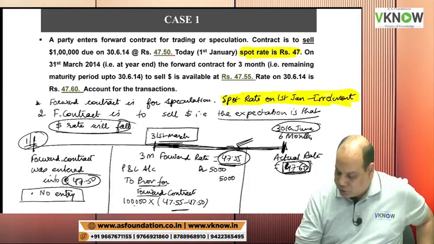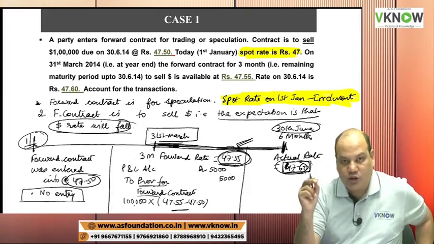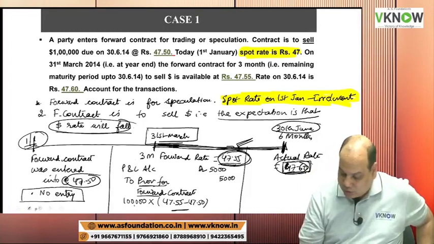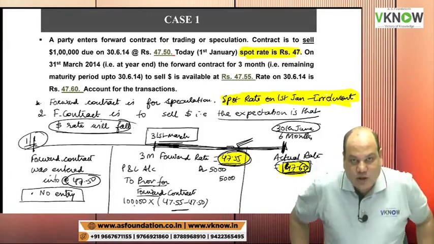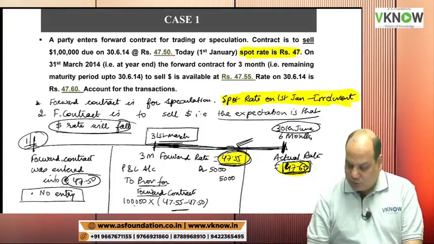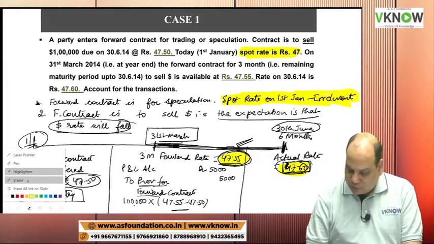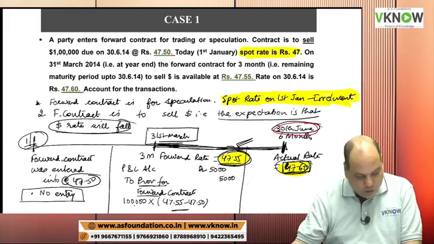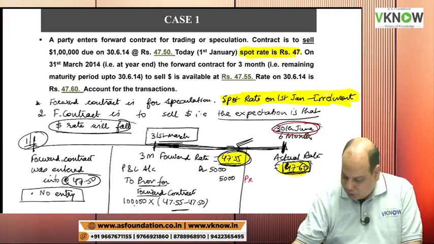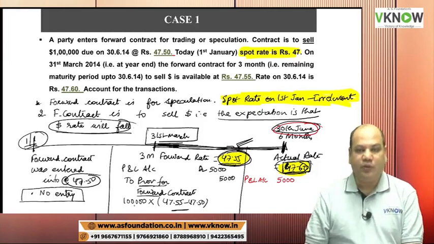Difference between 47.55 and 47.50 I have recorded. So next time the comparison will be between these two. I suffered a further loss of 5,000 rupees. So what will be the journal entry now? Listen to me carefully, on 30th June, I will make a further loss entry of 5,000 rupees. P&L account debit 5,000.